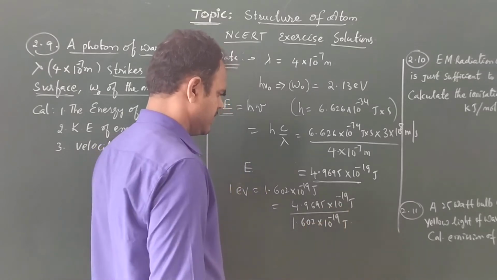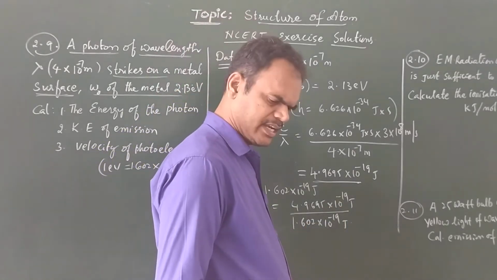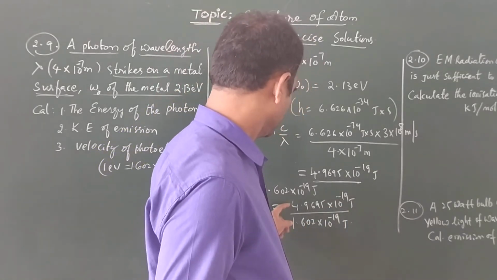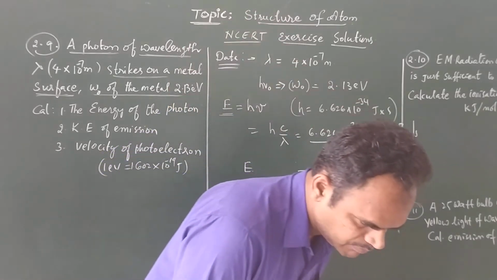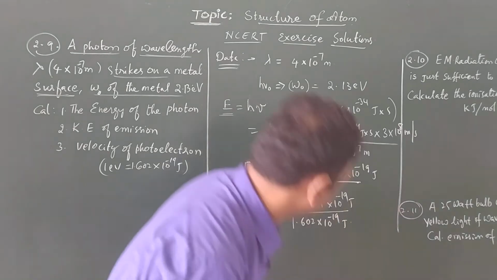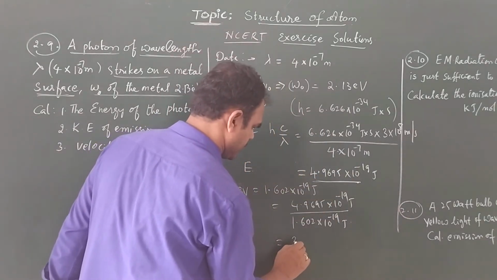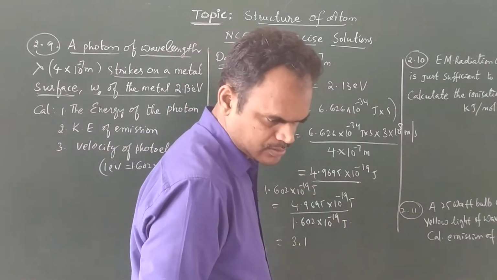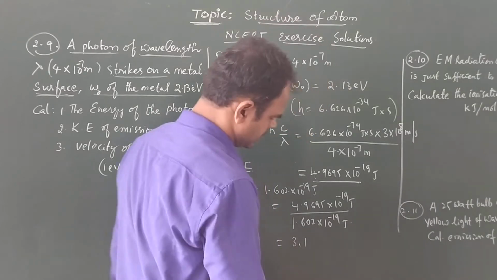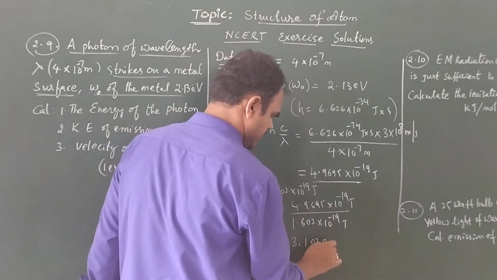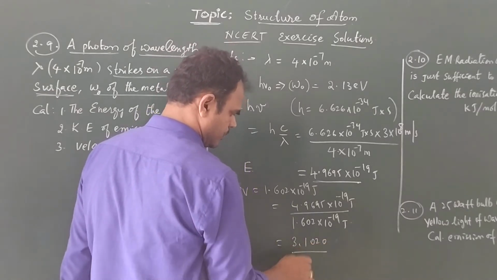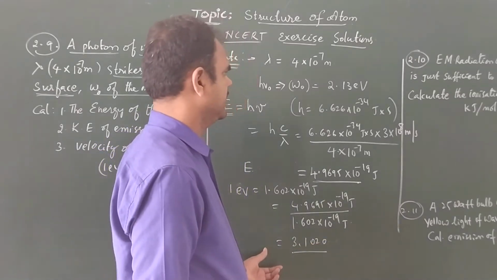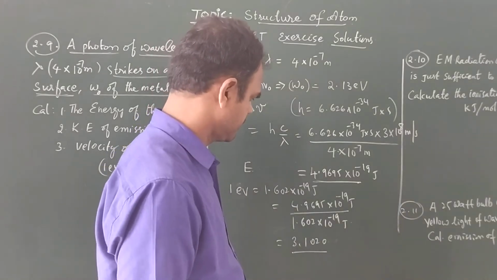The 10^-19 will cancel. So 4.9695 upon 1.602, if you simplify this, you get around 3.1020. This is in electron volts. So in terms of electron volts, the photon energy is 3.1020.